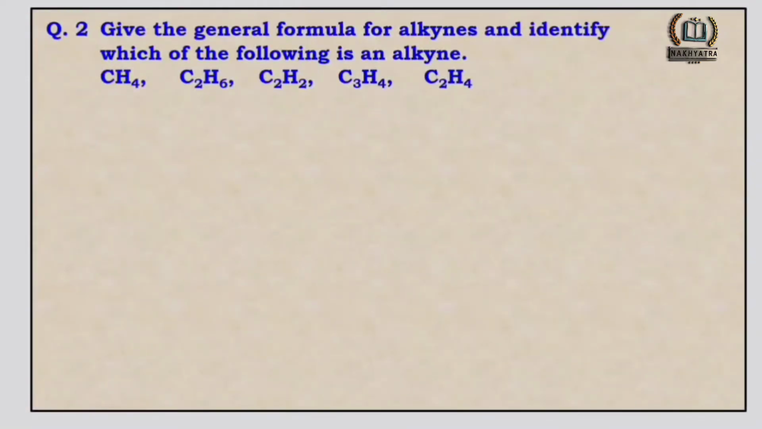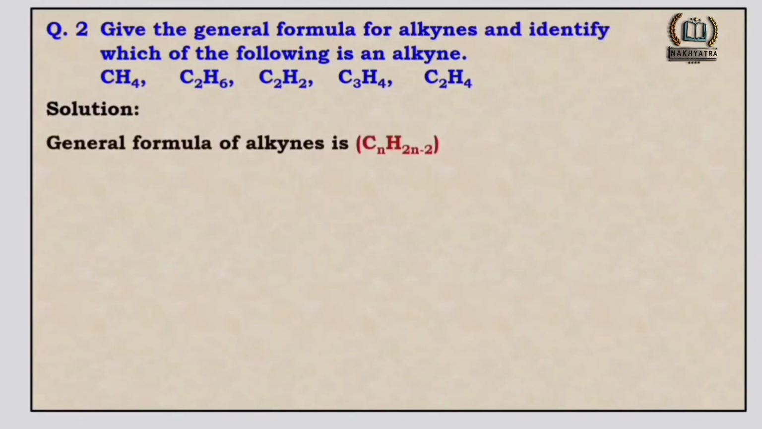Give the general formula for alkynes and identify which of the following is an alkyne. Okay, so we have to give the general formula for alkynes and then identify which of the following is an alkyne. Now first write the general formula for alkynes. So CnH2n-2 is the general formula for alkynes. Clear?